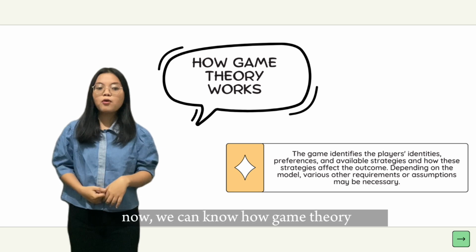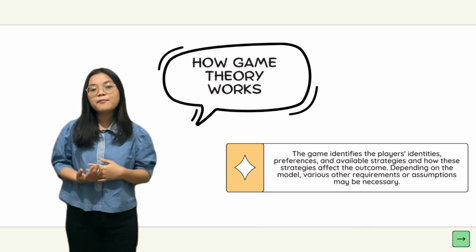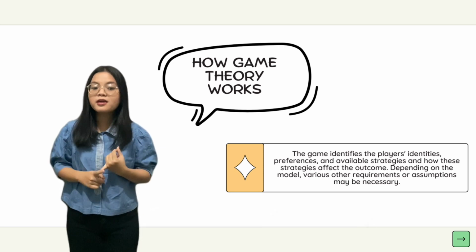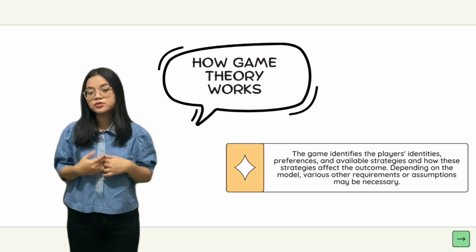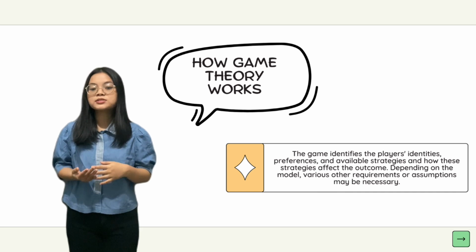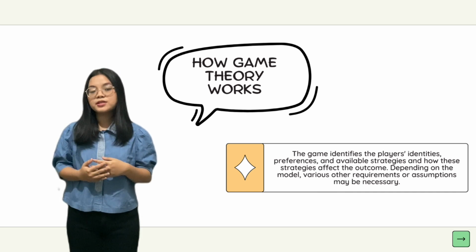Now, we can know how game theory works. The game identifies the players' identity, preferences, and available strategies and how the strategies affect the outcomes. Depending on the model, various other requirements or assumptions may be necessary.